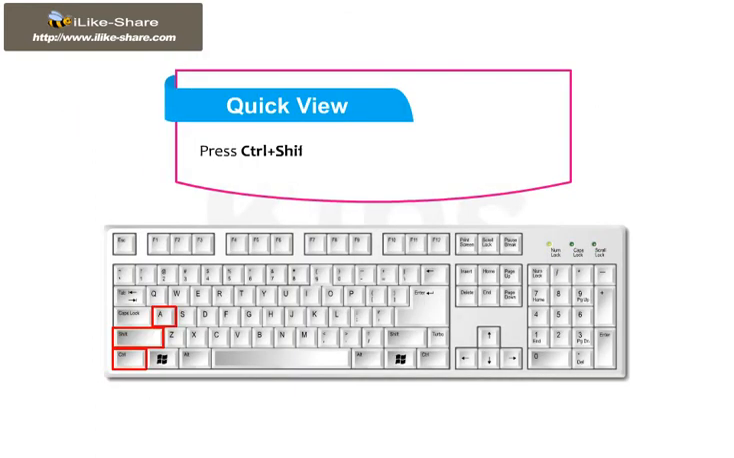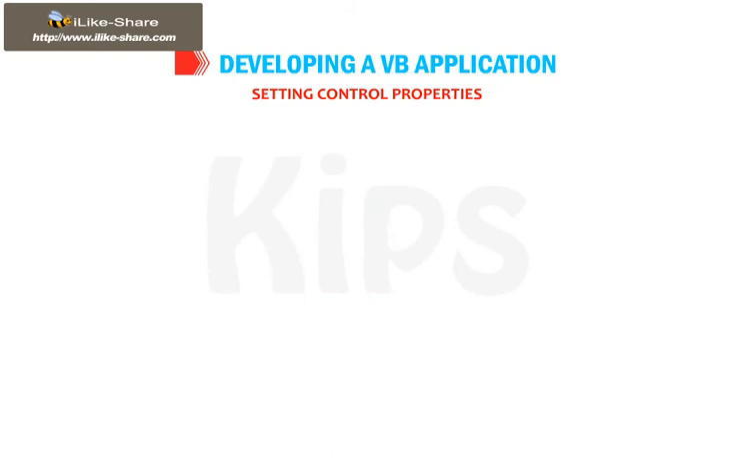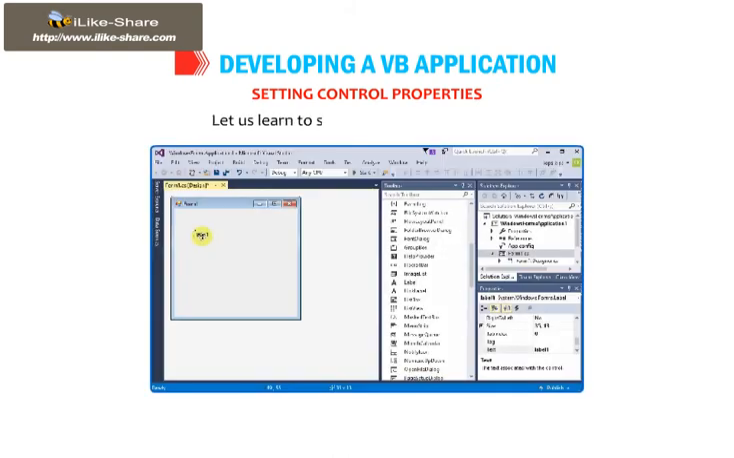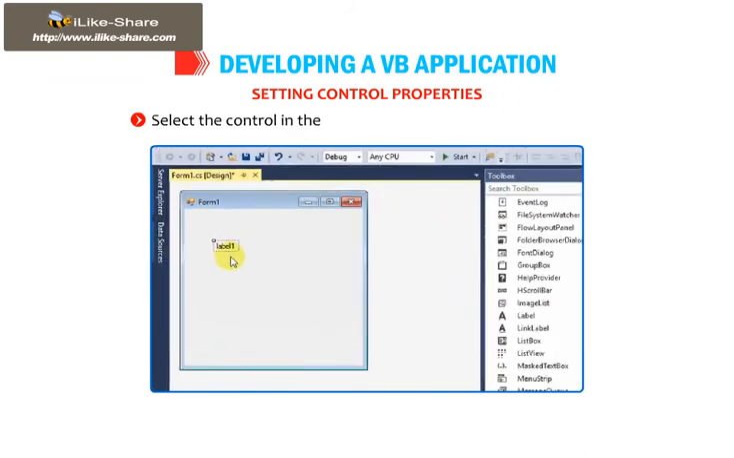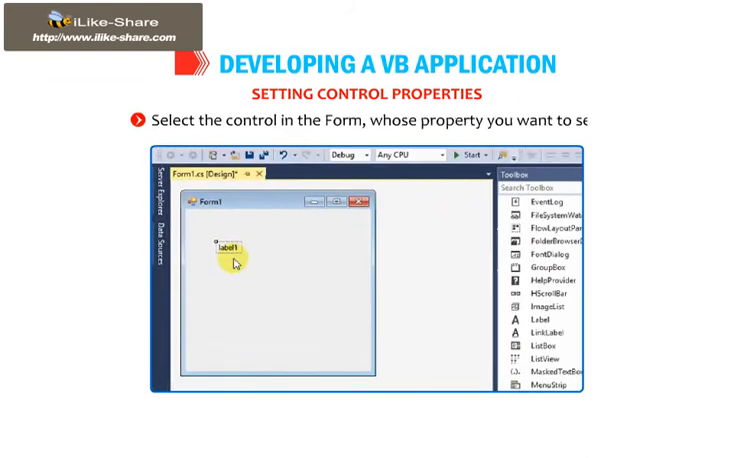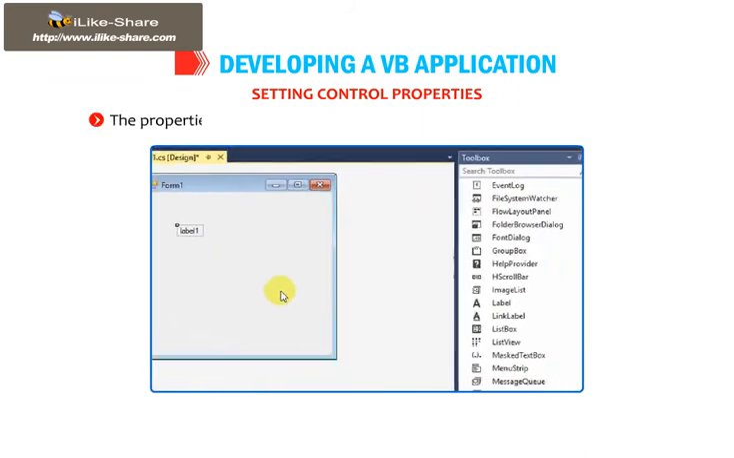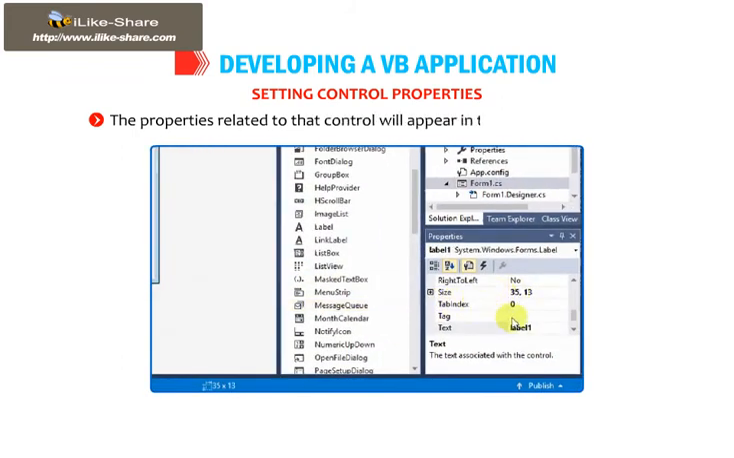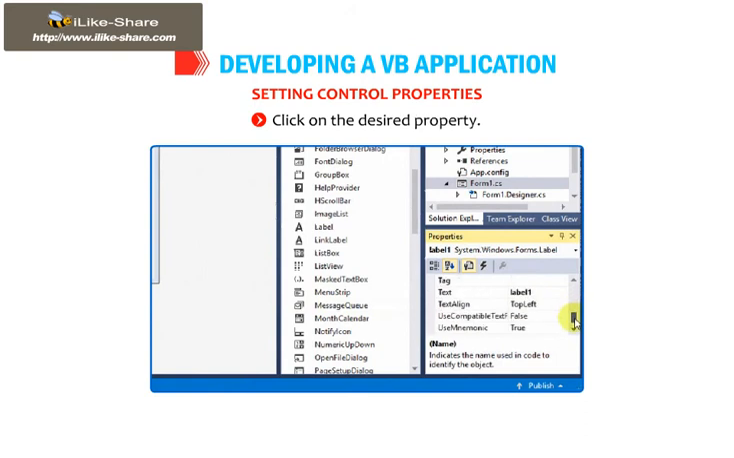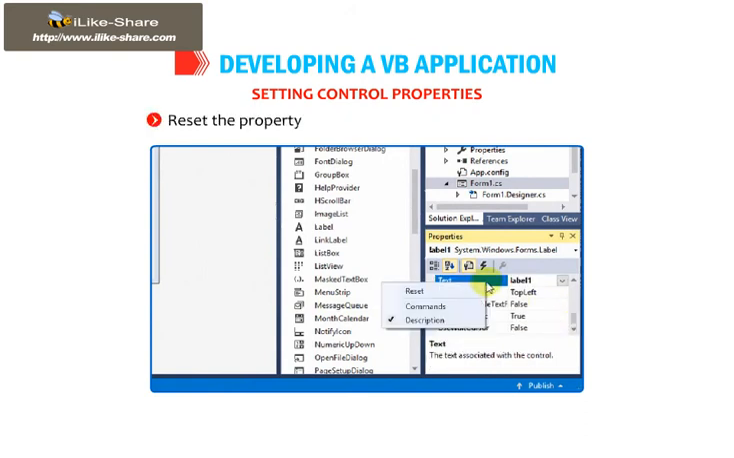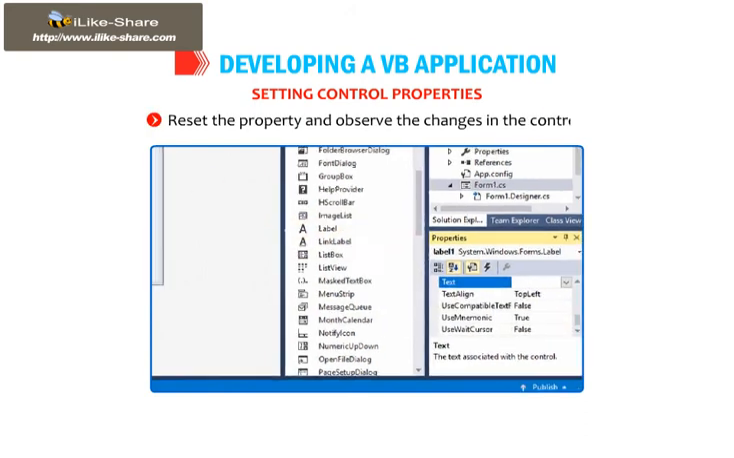Okay, let us take a quick view. Press Ctrl plus Shift plus A key combination to add a new form in the project. Setting control properties. Let us learn to set properties of any control. Select the control in the form whose property you want to set. The properties related to that control will appear in the Properties window. Click on the desired property. Reset the property and observe the changes in the control.